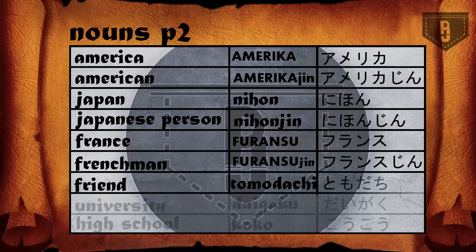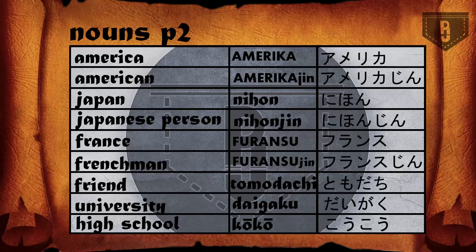A friend would be tomodachi. Now, try not to pronounce the chi too much. It actually happens a lot. At the end of a Japanese word, the last sign is usually silent, kind of. So you have tomodachi. The same goes for the word university, which is daigaku. That's kind of pronounced silently at the end as well. High school would be koukou. The pronoun this, when it can be used independently like a pronoun, like for example in the sentence, this is a cat, you would say kore. So kore means this.